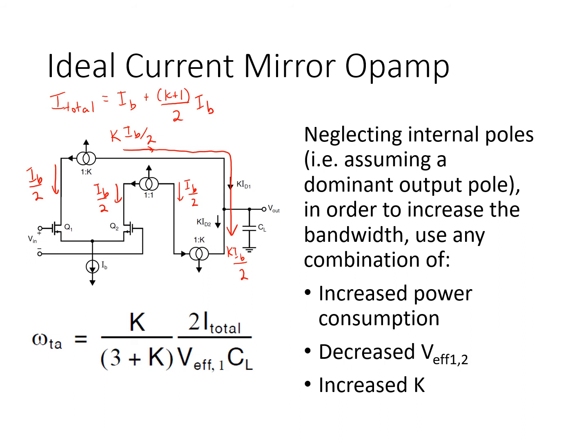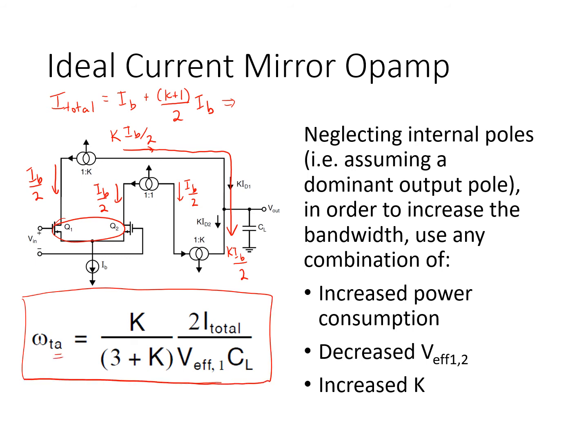So we can rearrange this into an expression for IB in terms of I total, and IB is in turn related to the gm of Q1 and Q2 and its Veff. Combining all those expressions gives us this expression here, and this is the unity gain frequency of the amplifier.